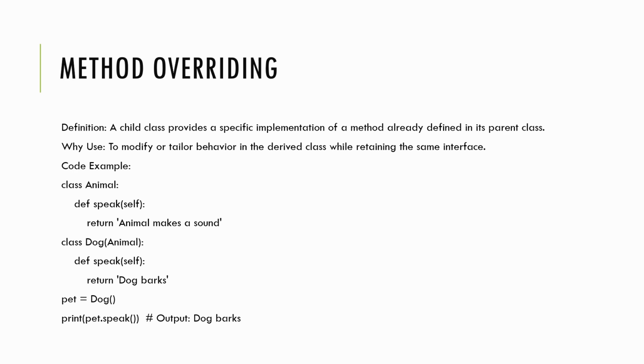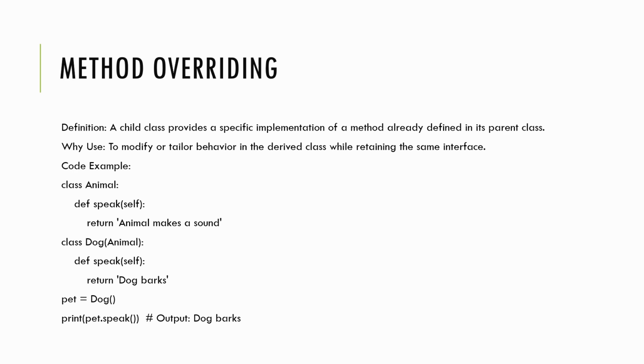Method overriding is a technique where a child class provides a specific implementation of a method that was already defined in its parent class. This allows us to modify or customize the behavior in the derived class while maintaining the same method signature.